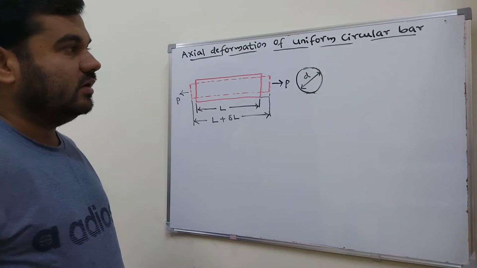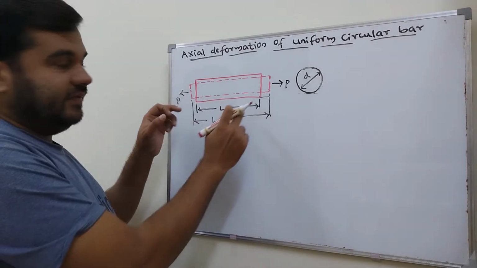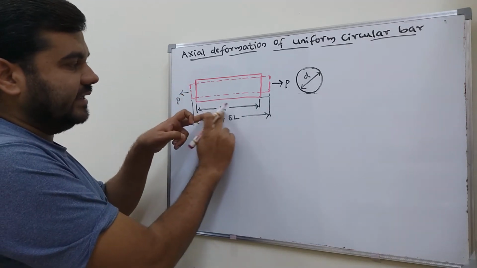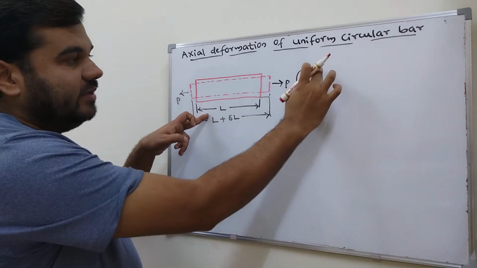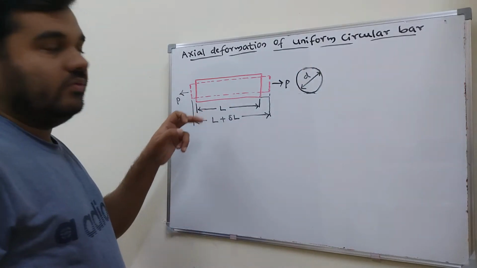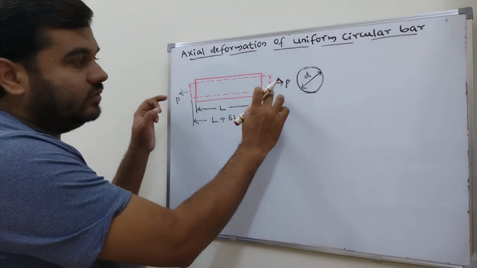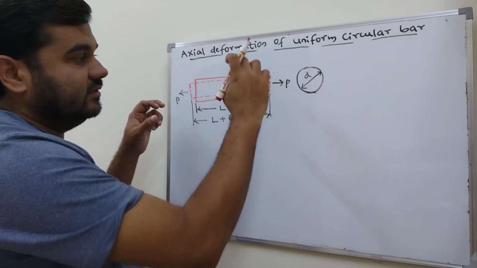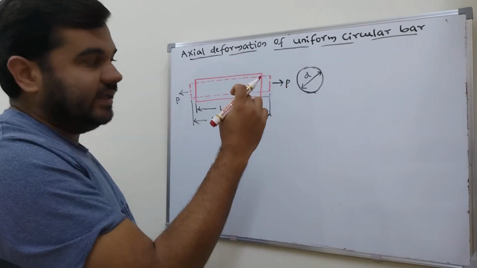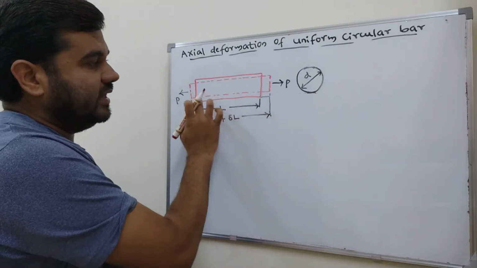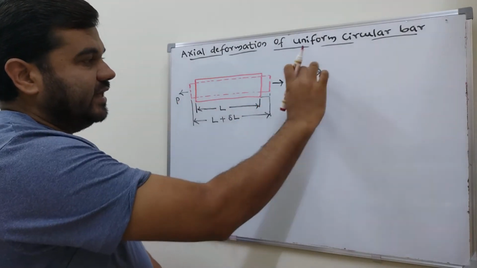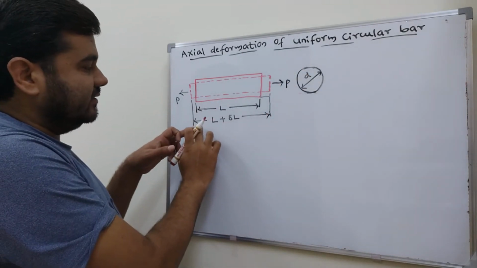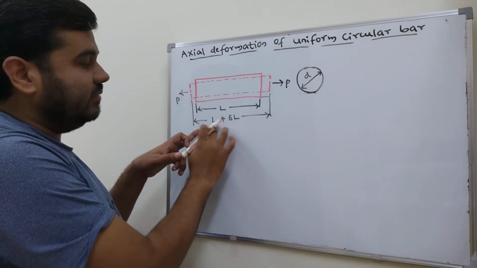Here the figure is there. If you consider a circular bar, its length is L and diameter is D. Once this circular bar is subjected to the axial tensile load P, it will undergo a change in length. The length will increase, and the diameter will decrease. So this dotted line shows the change in length, and its diameter will be reduced. After changing its length, the length of the changed bar is L plus delta L.